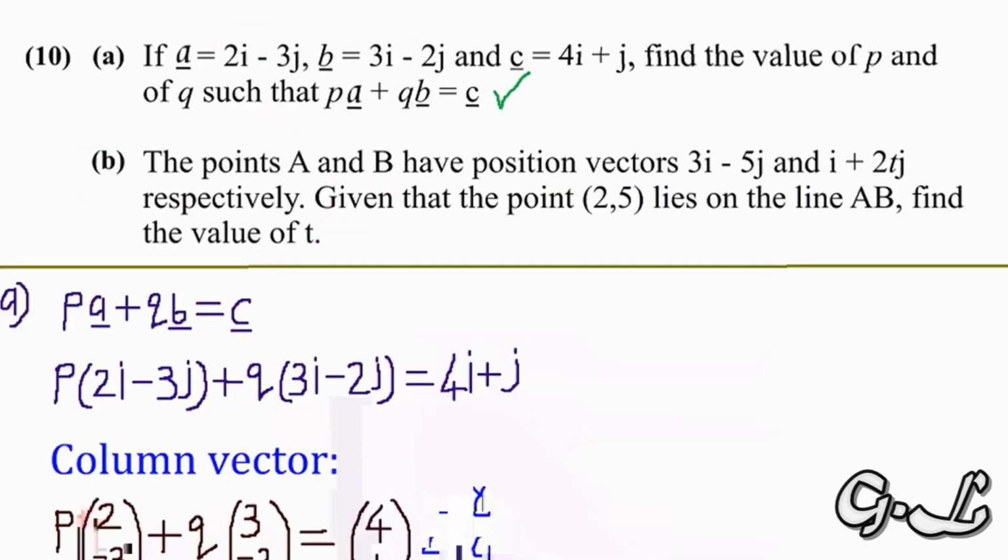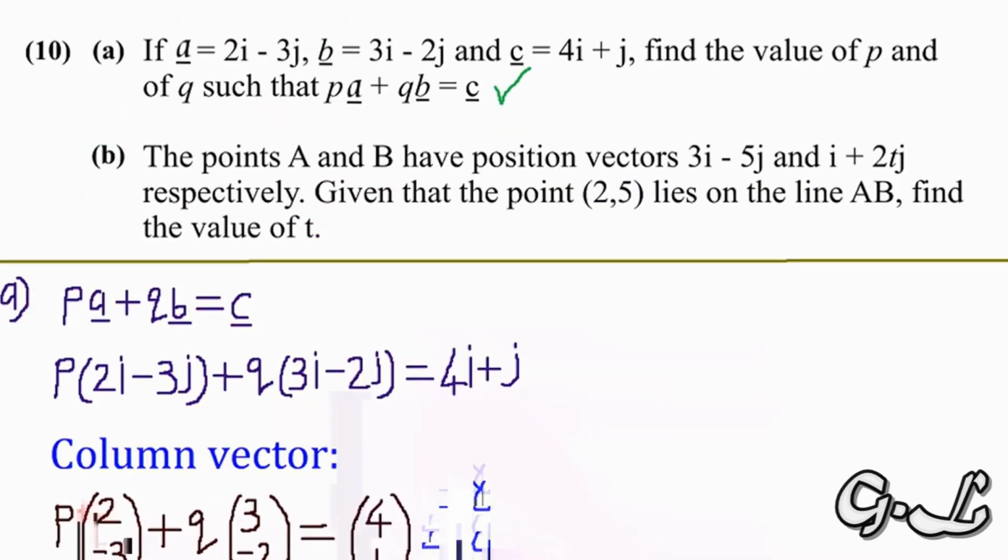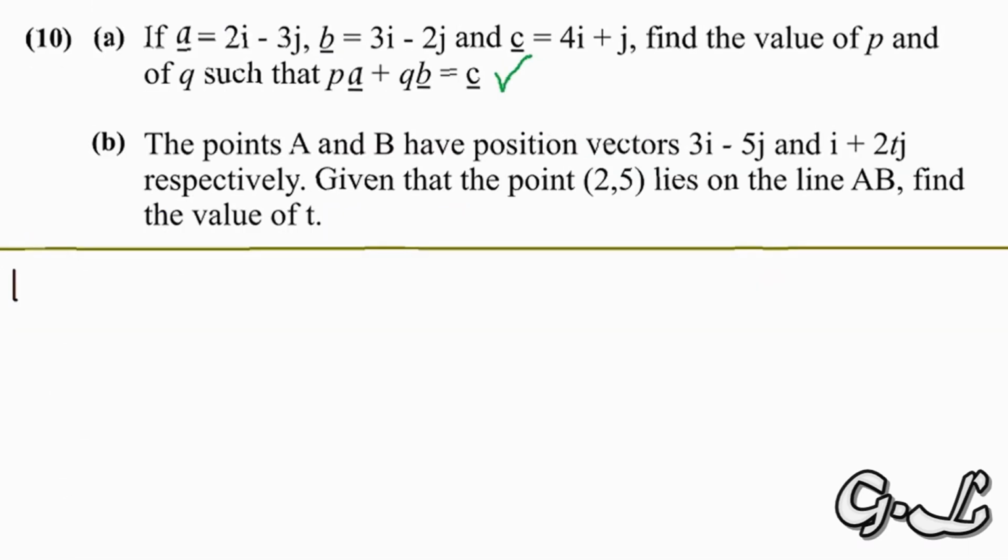Let's now go to the other part of the question, which is part B. Part B says that the points A and B have position vectors 3i minus 5j and i plus 2tj respectively. Given that the point (2, 5) lies on the line AB, find the value of t.